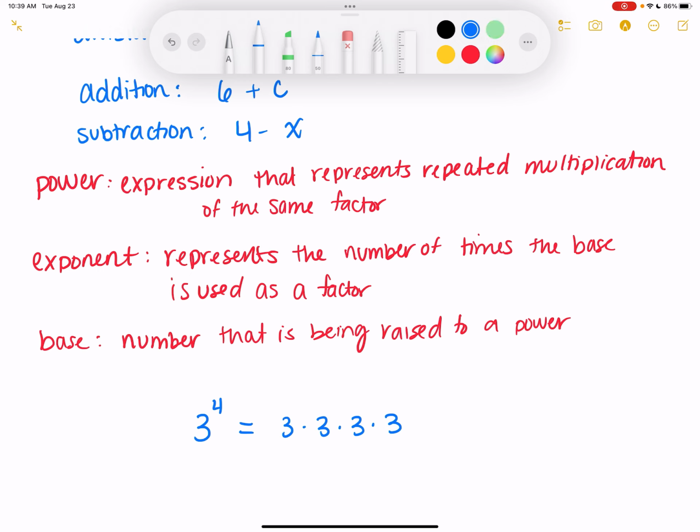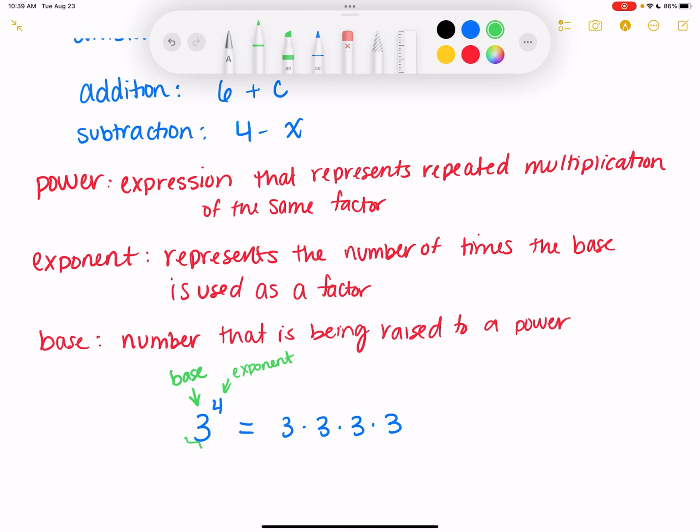So this 3 here on the left-hand side is the base. That's the number that's getting repeated. This 4 here is your exponent, and it tells you how many times it's getting repeated. So I have 4 3s.